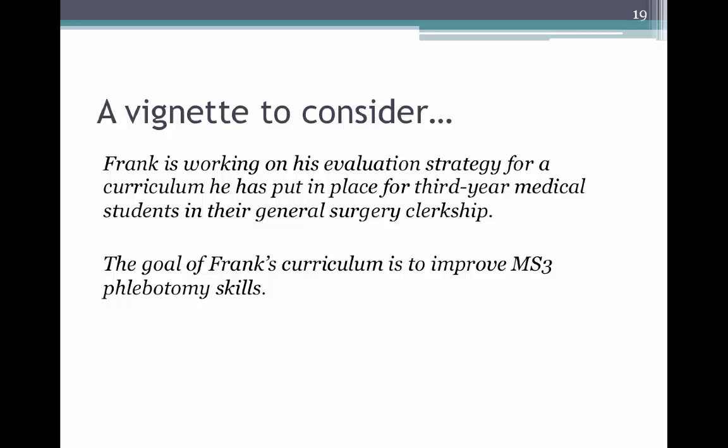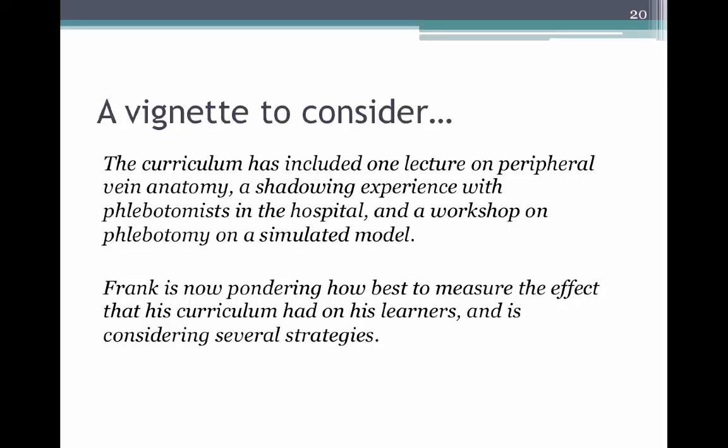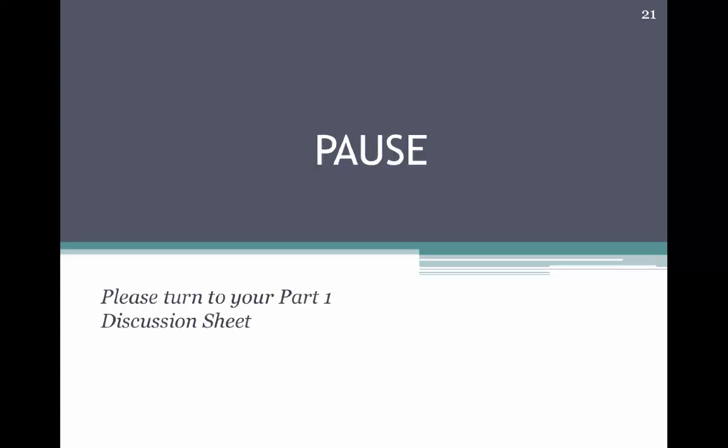Consider the example of Frank, who is working on an evaluation strategy for a curriculum that he has put in place for third-year medical students in their general surgery clerkship. The goal of Frank's curriculum is to improve MS3 phlebotomy skills. The curriculum has included one lecture on peripheral vein anatomy, a shadowing experience with phlebotomists in the hospital, and a workshop on phlebotomy on a simulated model. Frank is now pondering how best to measure the effect that his curriculum had on his learners and is considering several strategies. Please turn to your Part 1 discussion sheet and pause the webinar after listening to these instructions.